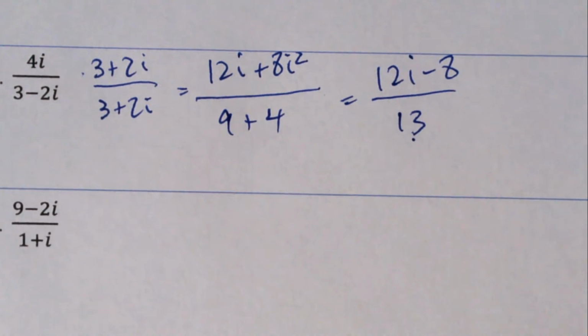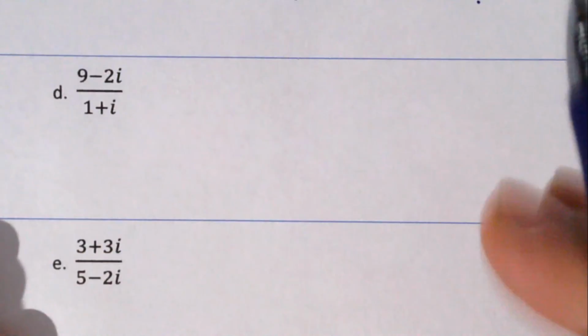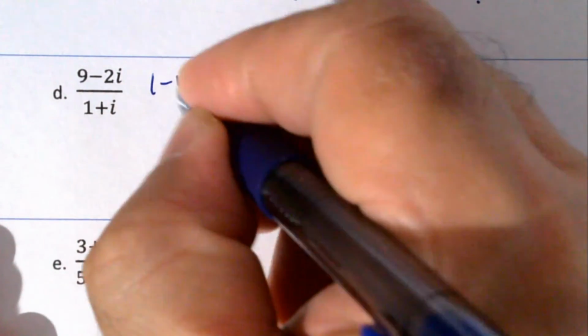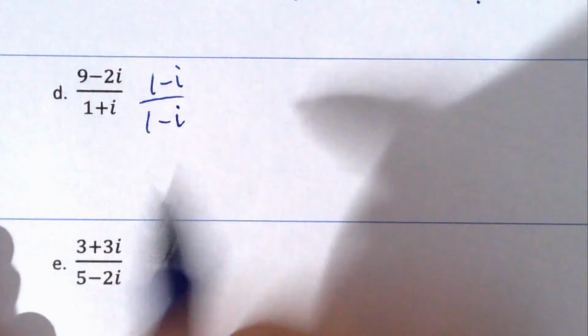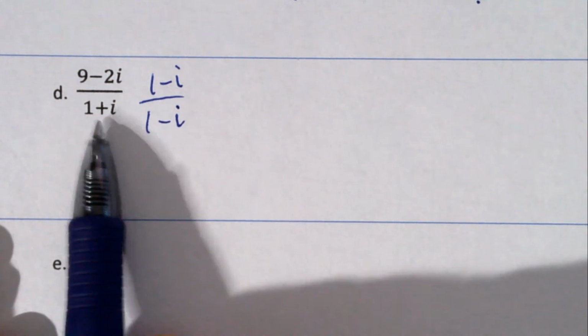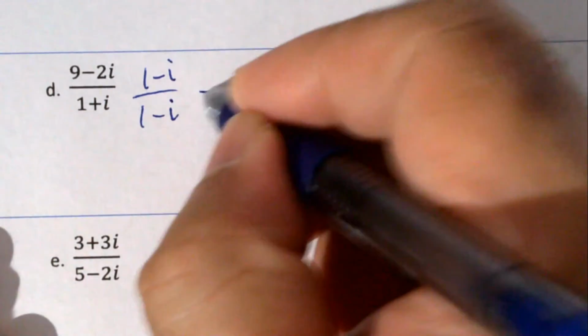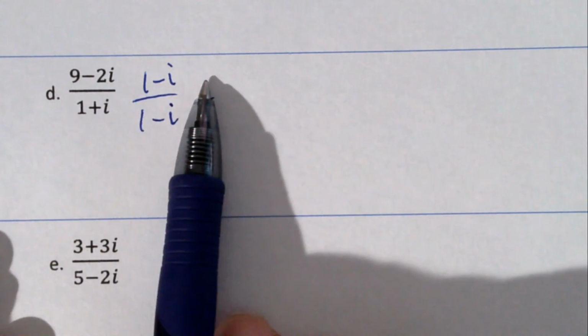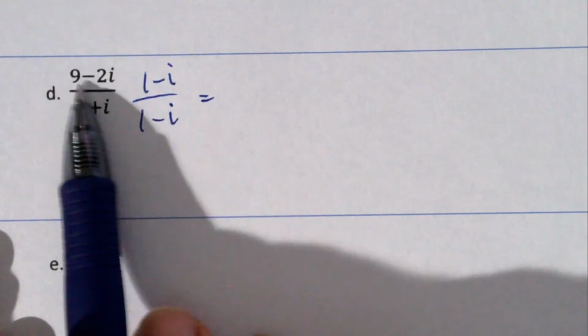D, 1 plus i, so I'm going to multiply by the conjugate, 1 minus i. Right? I had a 1 plus i in the denominator. I'm not allowed to have i down there. So I multiply by the conjugate of 1 plus i, which is 1 minus i. The numerator, I have to do it longhand because those two are not conjugates. I can't take a shortcut.